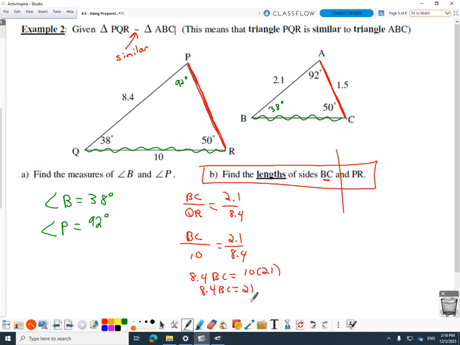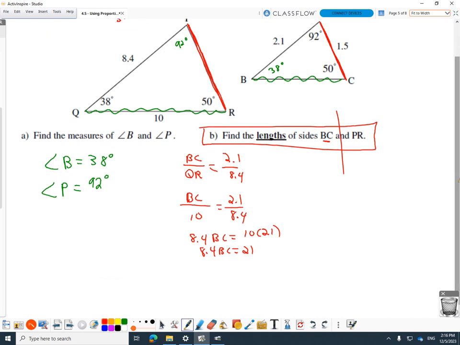Do I have enough space down here? Oh, I got lots of space. I get out my calculator and I go 21 over 8.4. What is it? 2.5? Oh yeah, 2.5. Yeah, it's right. I don't know why I doubted it. I shouldn't have doubted it.